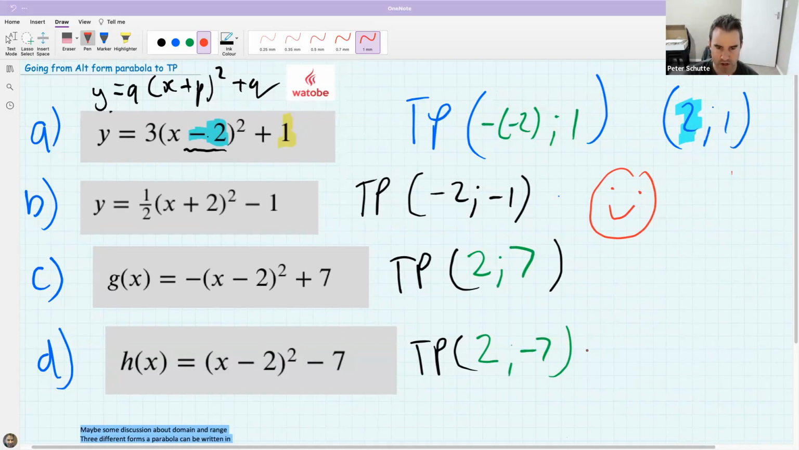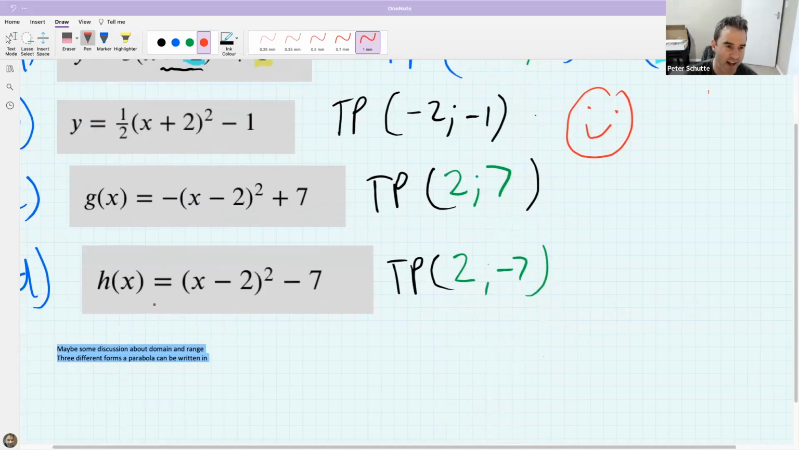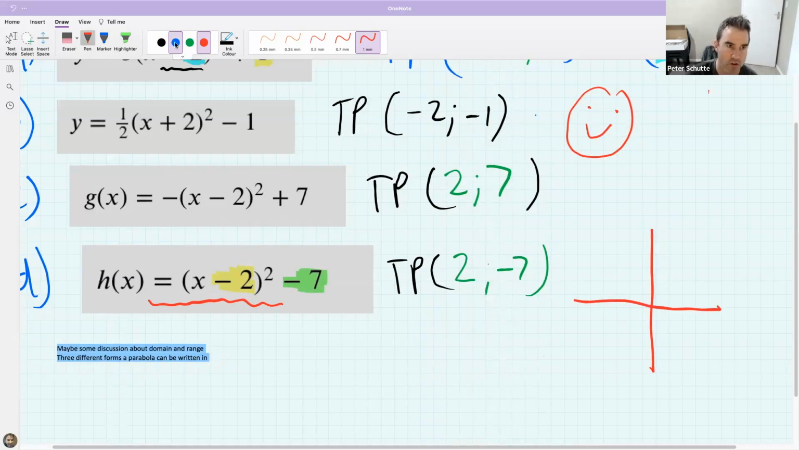I also want to show you now what's going on inside this graph. We said earlier in the lesson that this -2 is a horizontal shift, a horizontal shift to the right. And then we said this would be a vertical shift, 7 units down. So if you imagine the most basic parabola in the world, which is y equals x squared, a happy graph, it looks like that. And its turning point is at 0, 0. This graph over here, its turning point is going to be at 2, -7. And let me show you how it gets there.